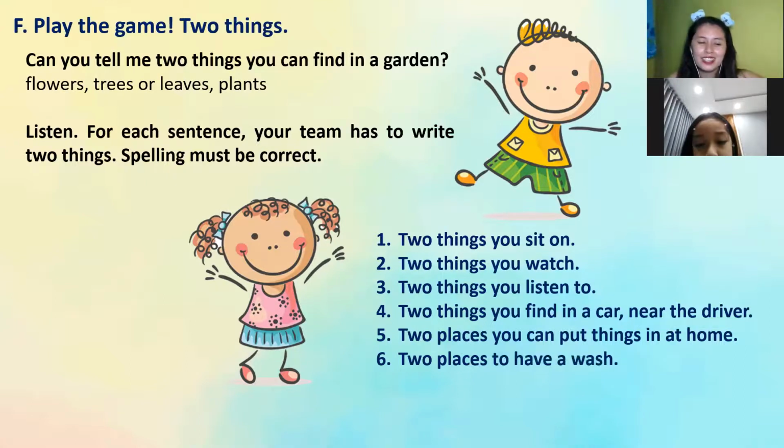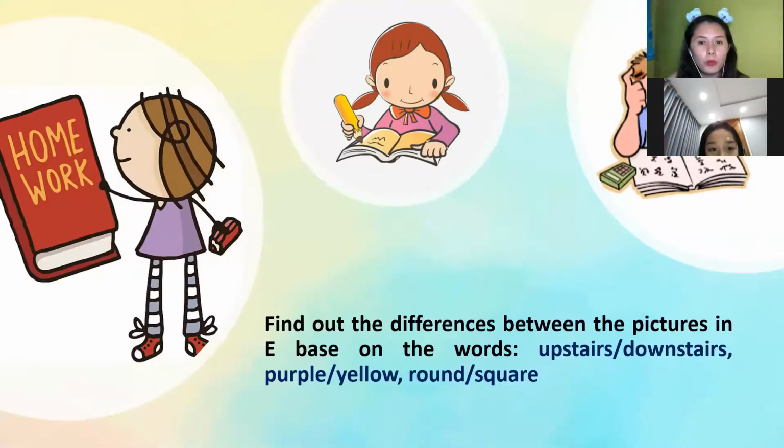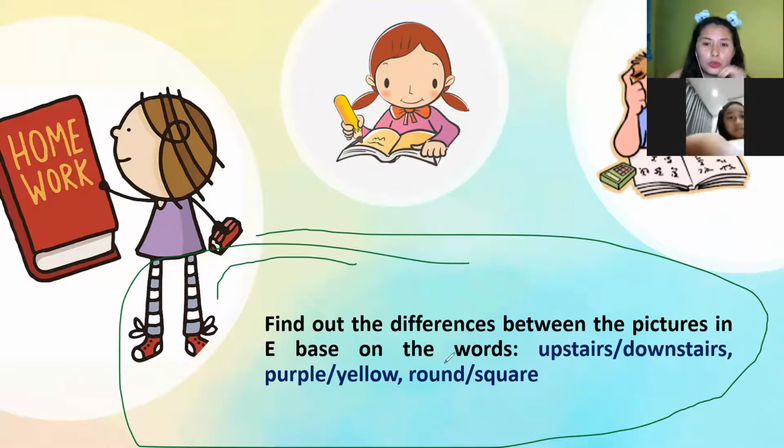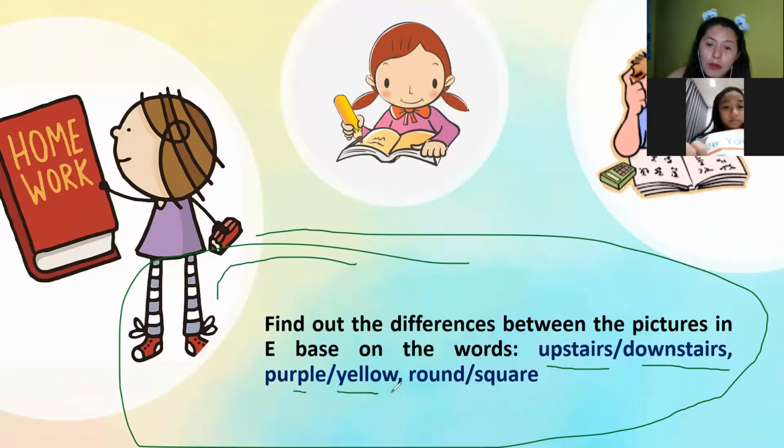Very good. There you are. So for your homework, can you read your homework? Okay, try to read it. Find out the differences between the pictures in E based on the words upstairs, downstairs, purple, yellow, round, and shape. You will find the differences between the two pictures. Is it clear? Yeah. That's your homework. You make your homework. Okay? All right.